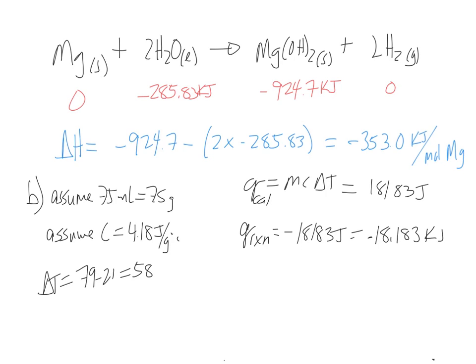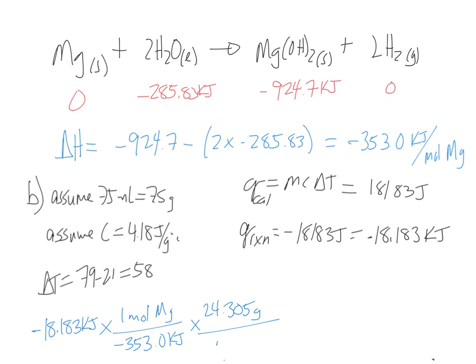Now we've got a little stoichiometry to do. We want to find the number of grams of magnesium that will produce that much heat. Well, in part A, we found out that 1 mole of magnesium produces 353 kilojoules. Now we've got a much smaller number, so we're going to use that ratio from the first part. 1 mole of magnesium for every 353 kilojoules of heat released. We're going to use the molar mass. And we've got our calculation here, and we're going to get 1.25 grams of magnesium needed.